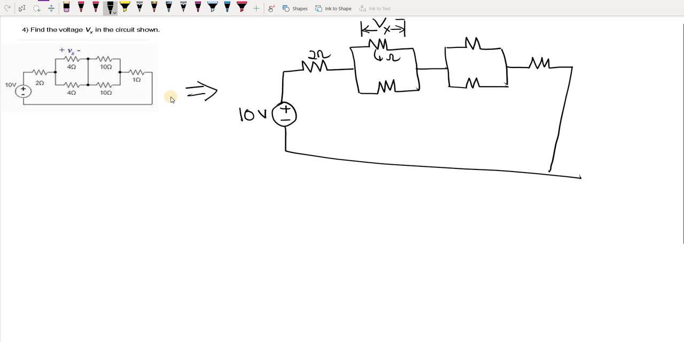I have to find Vx, what it is. I have to find this value. So this is again 4 ohm. So this is 10 ohm. This is 10 ohm and this is 1 ohm. Now I have to find resistance looking from the source.